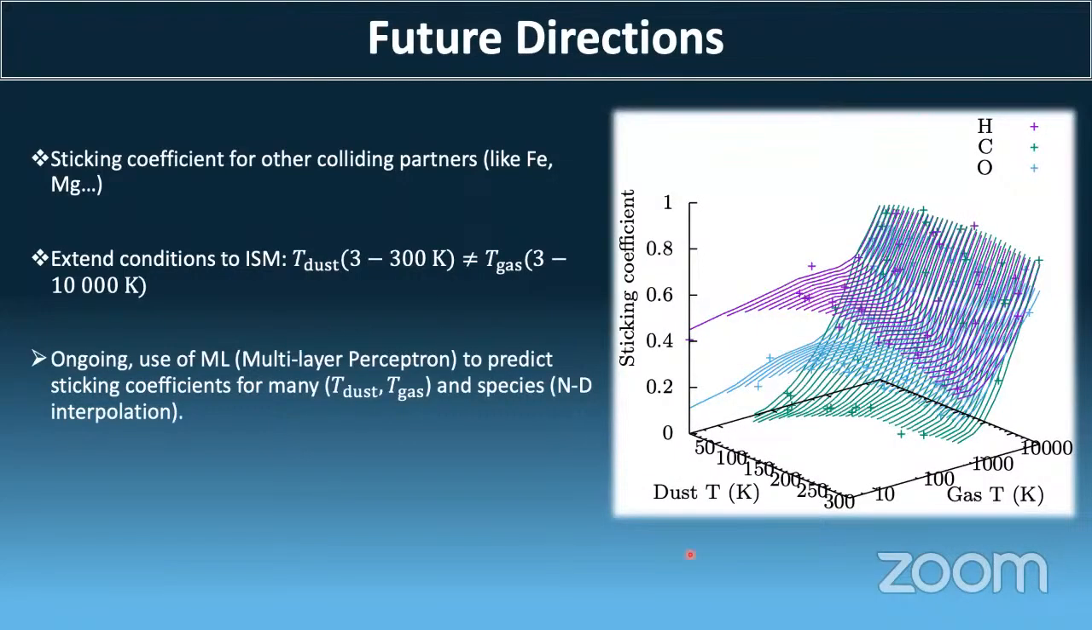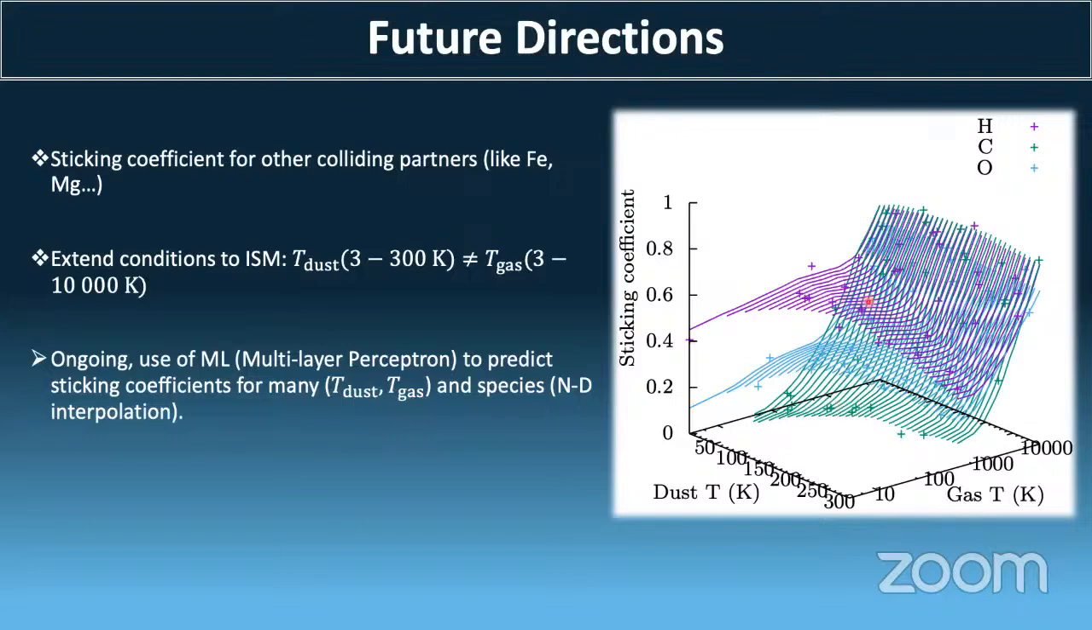So this is ongoing work. I used a multi-layer perceptron, which is a basic neural network, to try to do just ND interpolation. And we can see here that for very few data points in purple for H, for example, we can interpolate those and create this surface. But the learning here is not done only on H, it's done also on H, C, and O, and the behavior of each one is helping the other.